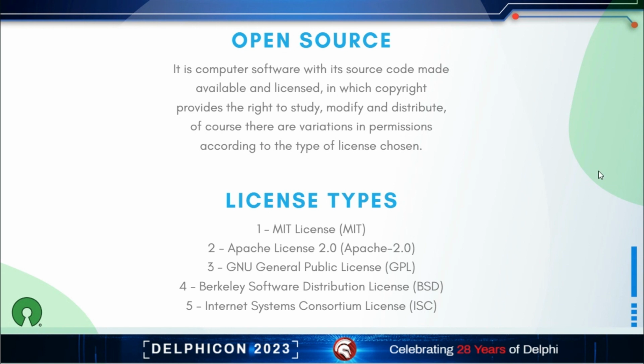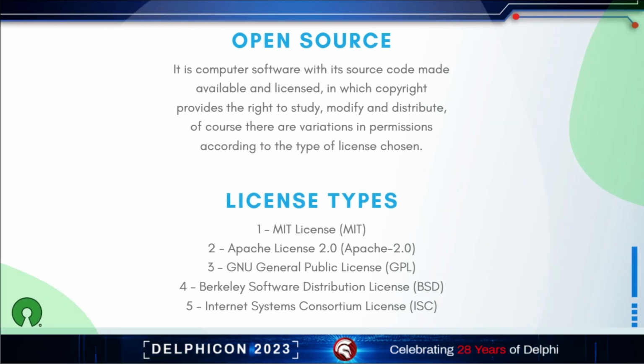What is open source? It is computer software with its source code made available and licensed, in which the copyright holder provides the right to study, modify, and distribute. Of course, there are variations in permission according to the type of license chosen.